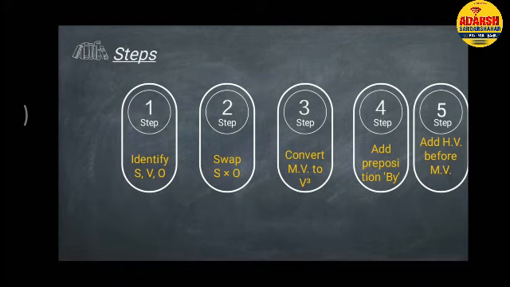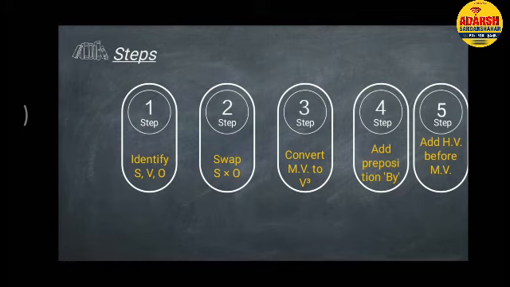First step, identify subject, verb and object. Verb is always an action. Subject is who is performing our action. Object is on what our action is performed. So in the first step we need to identify subject, verb and our object. Let's go towards the second step, which is swap subject to object. Third step, convert main verb to verb's third form. Fourth step, add preposition by. And fifth step, add helping verb before the main verb.